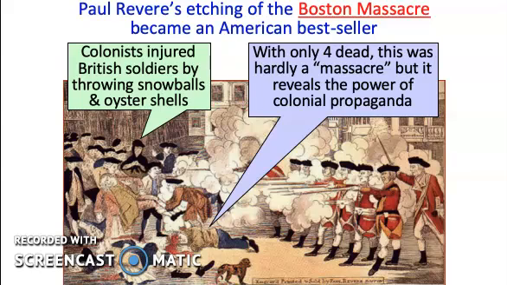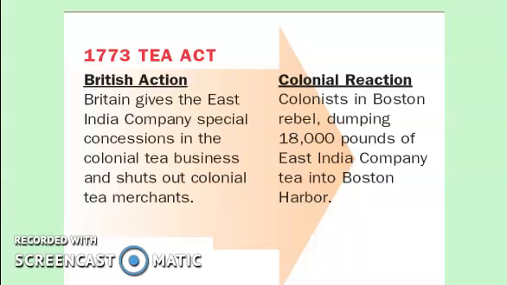Now, we go a couple of years where things calm down a little bit. But then in 1773, the British passed what's called the Tea Act. Now, this gives the British East India Tea Company basically a monopoly. And colonists across the colonies are pretty upset about this.